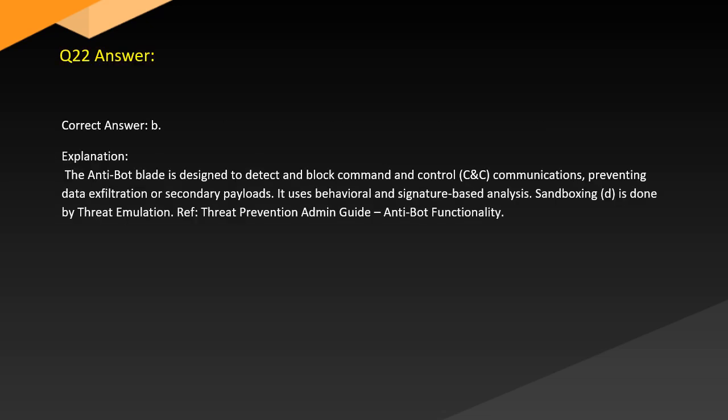Answer. Correct answer: B. Explanation. The anti-bot blade is designed to detect and block command and control (C&C) communications, preventing data exfiltration or secondary payloads. It uses behavioral and signature-based analysis. Sandboxing (D) is done by Threat Emulation. Ref: Threat Prevention Admin Guide, Anti-Bot functionality.